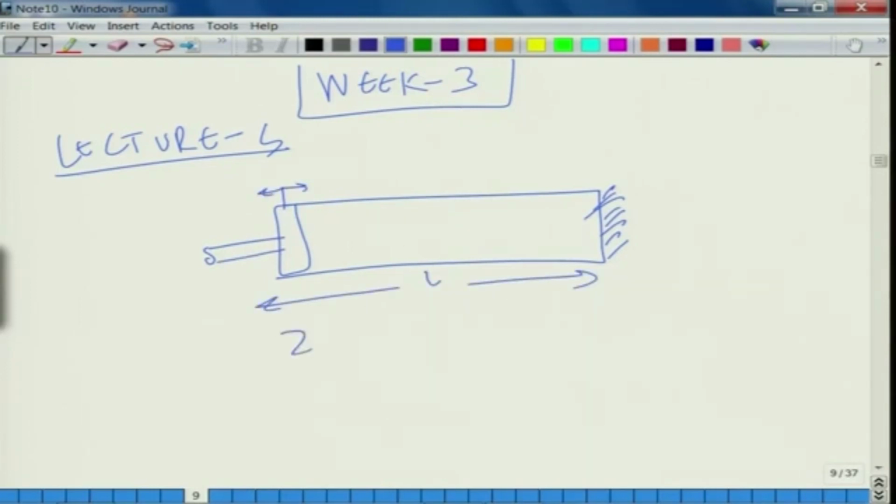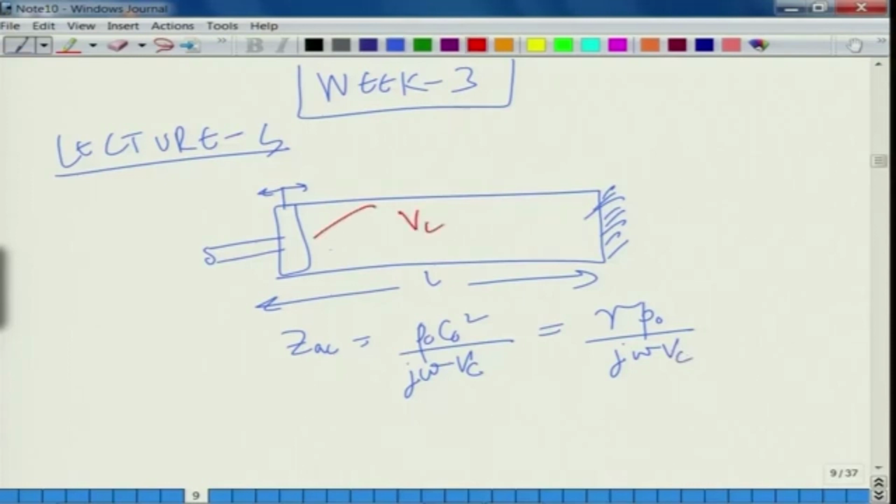We saw that the impedance of such a system was given by rho naught c square j omega by V c, or it could be written as gamma times P naught by j omega V c. V c is the volume of this system and P naught is the atmospheric pressure. Now, how did we arrive at this expression? We saw that tan K naught L is approximately equal to K naught L.